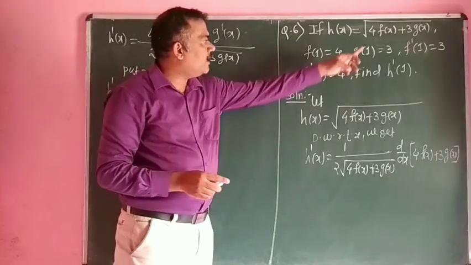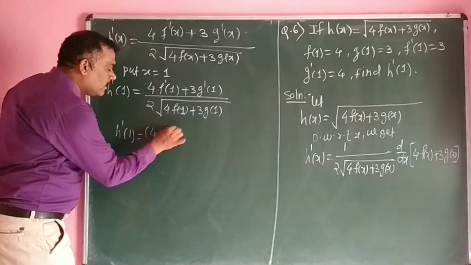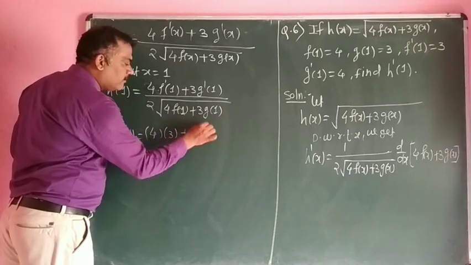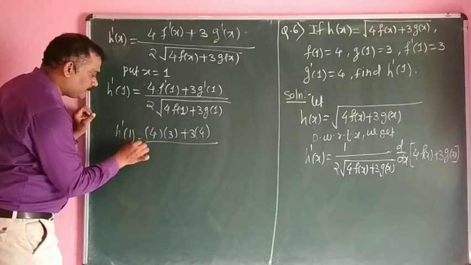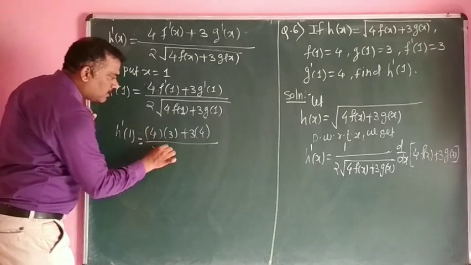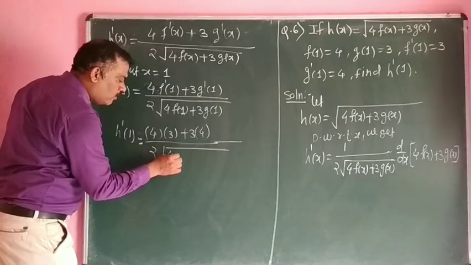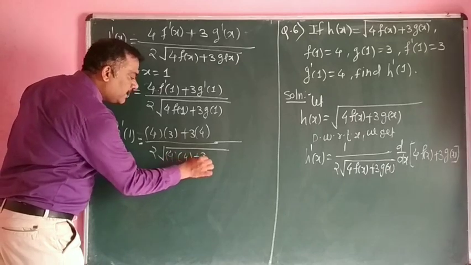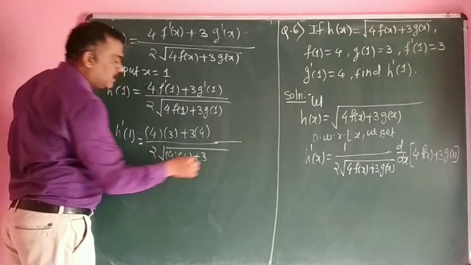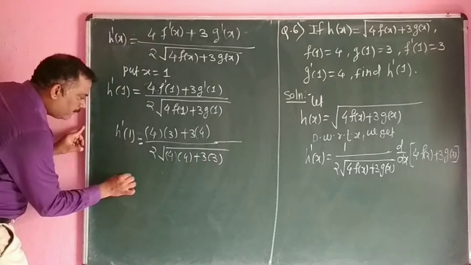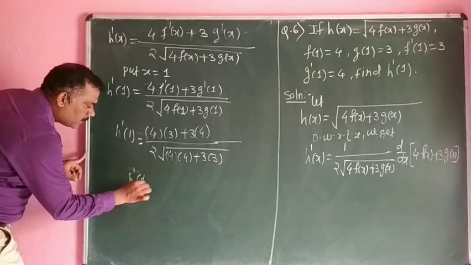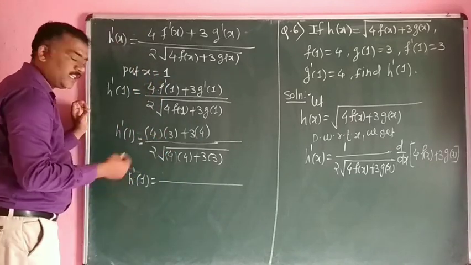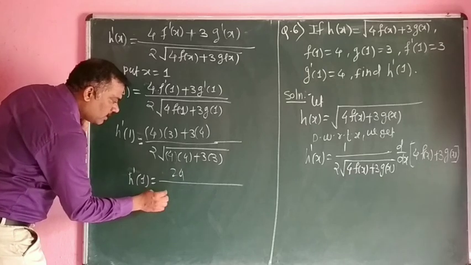F dash of 1 is nothing but the 3, and g dash of 1 is nothing but the 4, divided by 2 times under square root of 4 into f of 1, which is nothing but the 4, plus 3 times g of 1, which is nothing but the 3. That is h dash of 1 is equal to 4 into 3 is 12, 3 into 4 is 12, that is 12 plus 12, that is 24.